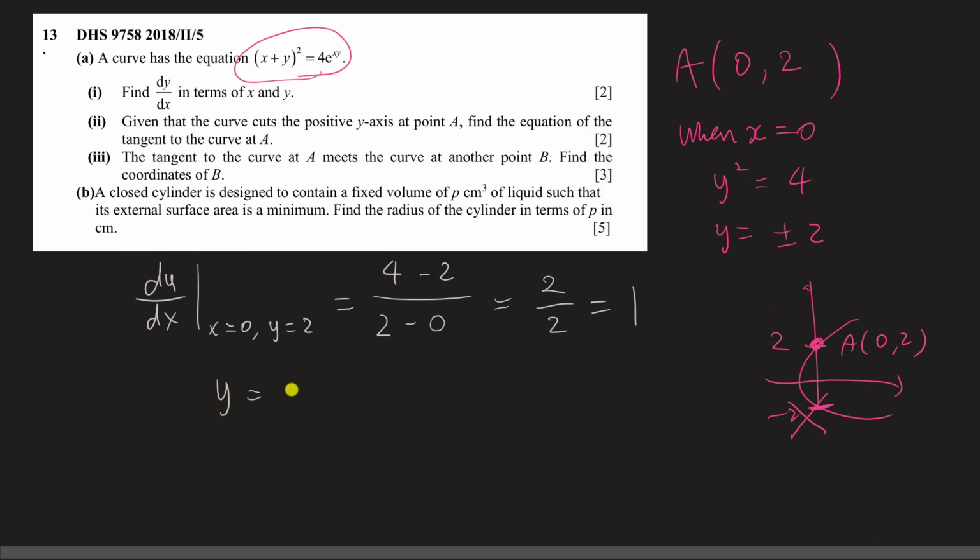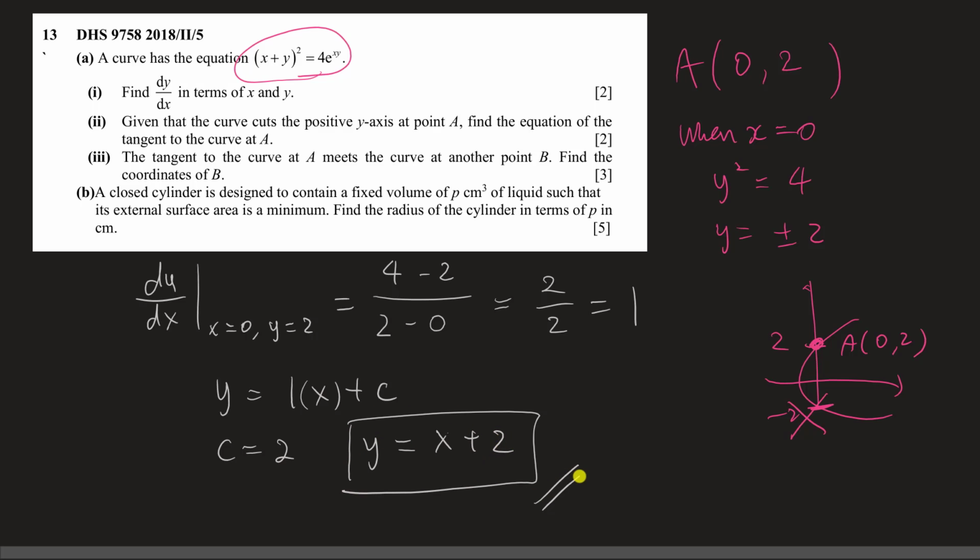Find the equation of the tangent. y equals to 1x plus c. This x will be 0. This y is 2. So c is 2. y equals to x plus 2 is the answer for my second part. Third part, the tangent at A meets the curve at another point B. So this tangent is going to meet the curve again.